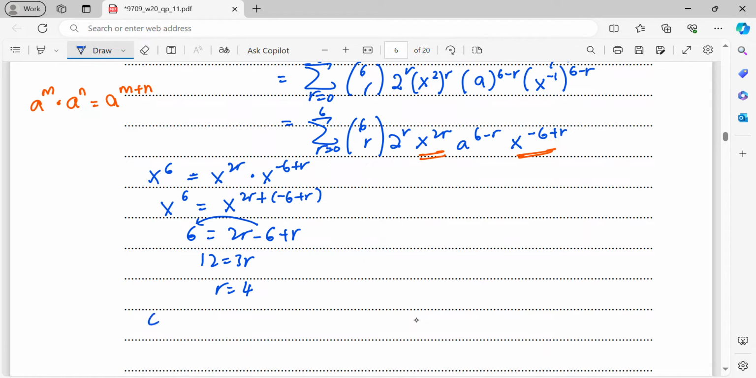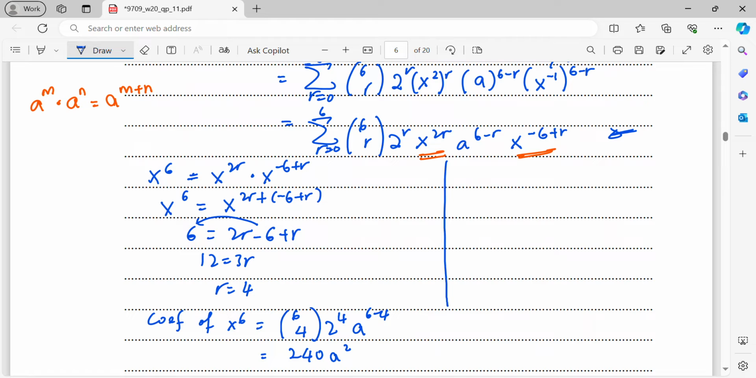So the coefficient of x power 6 will be when r is 4. So I will get 6c4. Okay, just substitute back into this expression. No need to refer to the summation because summation is to give you the complete series. So here it will be 2 power 4, then a to the power 6 minus 4. Then here I will be getting 6c4 times 2 power 4, you will get 15 times 16. That is 240 a squared.